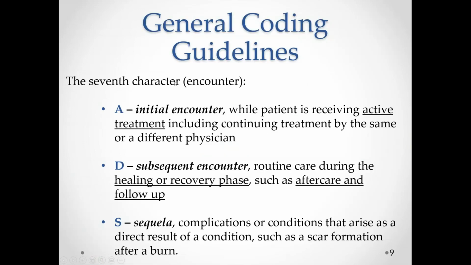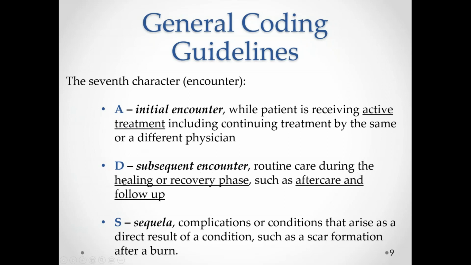If you look up the 7 character guidelines in ICD-10, it says that A is for initial encounter, D is for subsequent encounter, and S is for sequela. That's fine. Initially, that makes it appear like usually A, the first visit, right? But it does say, while the patient is receiving active treatment, including continuing treatment by the same or different physician. So it's not just for the first encounter. It's a little bit misleading for them to name it this way. I wish they had said this is for the initial treatment encounters, because that's what it's for. It's for the encounters while you're treating the patient to get the problem better. So I think this phrase active treatment is important.